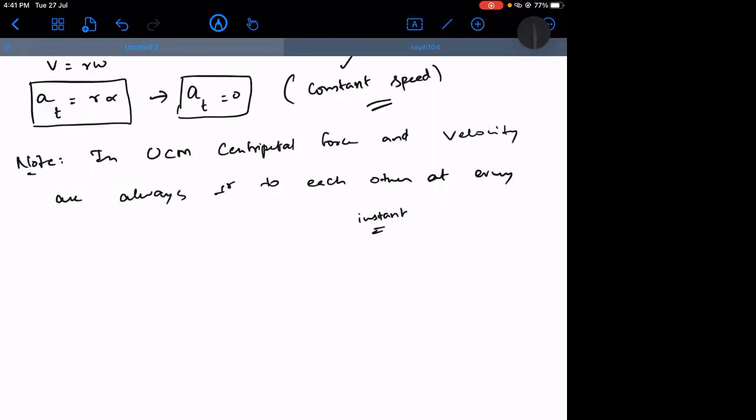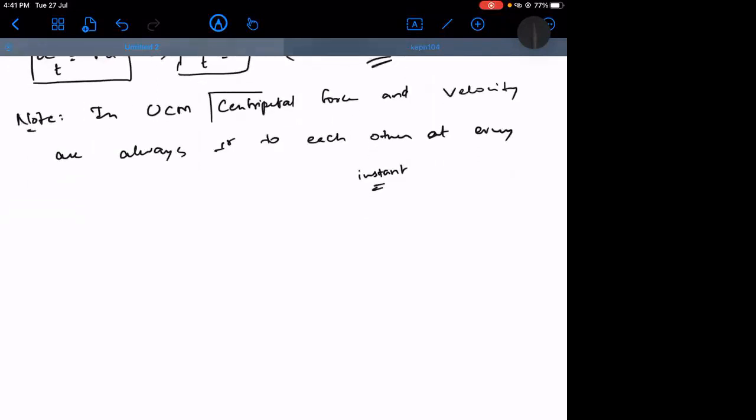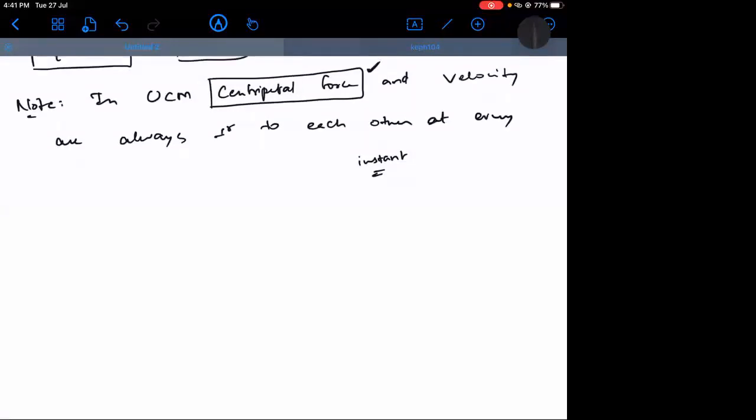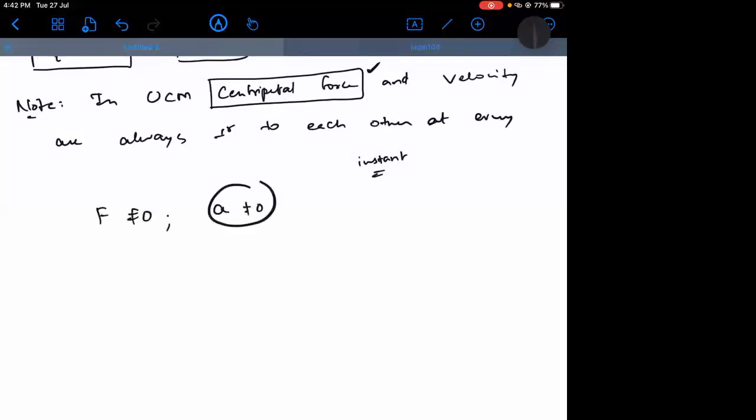Now listen. I told you that there is something called as centripetal force, right? So centripetal force means there is the force which is acting towards the center of the circle. If there is a force which is acting towards the center of the circle, we call it a centripetal force. When force is not equal to 0, can I say acceleration is not equal to 0? Because force is mass into acceleration. So m into a is not equal to 0. Mass cannot be 0 for an object, right? So acceleration is not equal to 0.